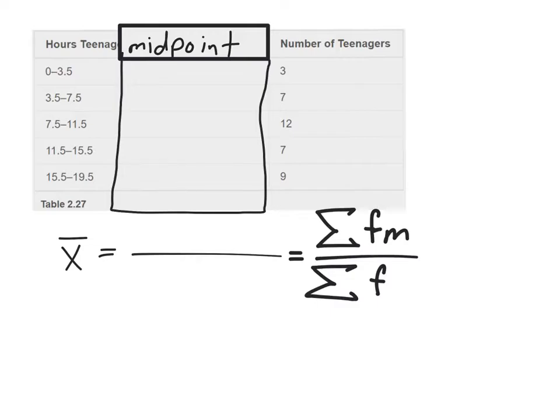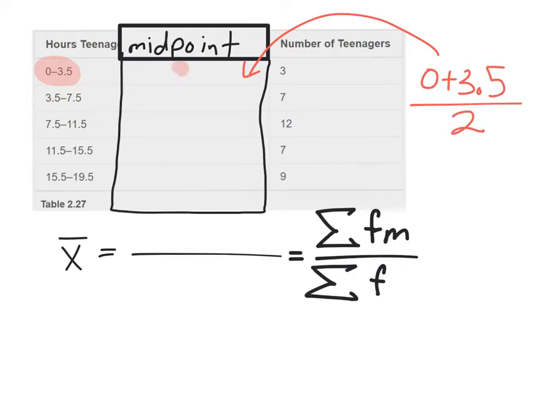The midpoint is going to be adding up the lowest and the highest point and then dividing by 2. So for this first one here, from 0 to 3.5, to find this midpoint, I'm going to go 0 plus 3.5 and then divided by 2, because that's 2 pieces of data, and then I'll put that right there. I'm going to take a minute and just repeat that process for this entire list.